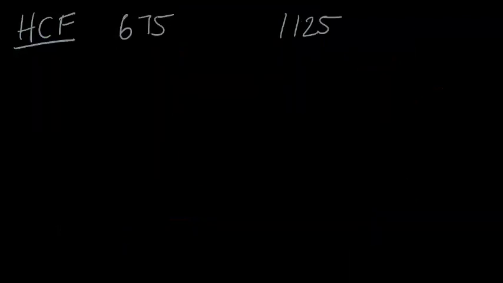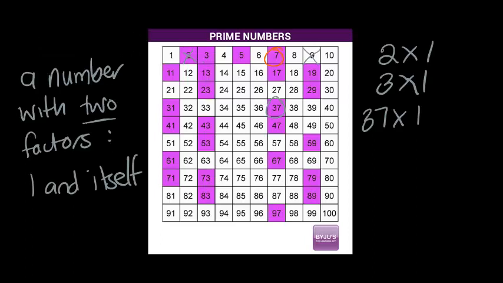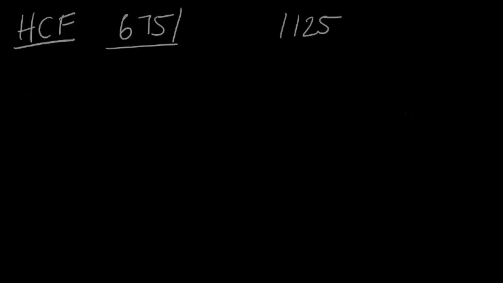Okay, so let's do the same thing. Highest common factor on 675 and 1125. If I am going to use my pattern, normally I start with 2, but because it is not an even number, I cannot do 2. I'm not going to do 3, I'm going to do 5, because I can see the 5 at the end and the 5 at the end. So I'm going to start by dividing by 5.